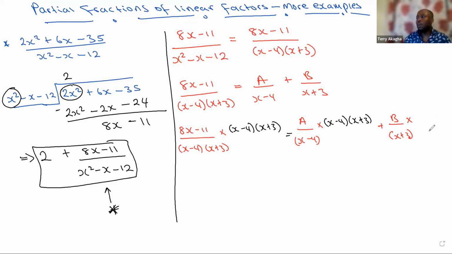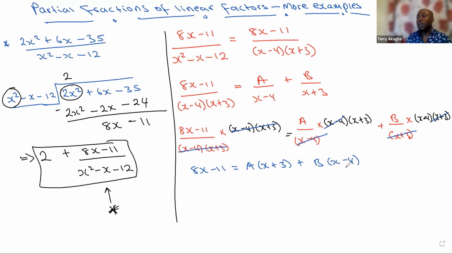The same thing, we'll have x minus 4, x plus 3. Then you simplify. So this will cancel this. So you're left with 8x minus 11 is equal to, this will cancel this, and to give you a(x plus 3). This will cancel that. This is going to give you plus b(x minus 4).